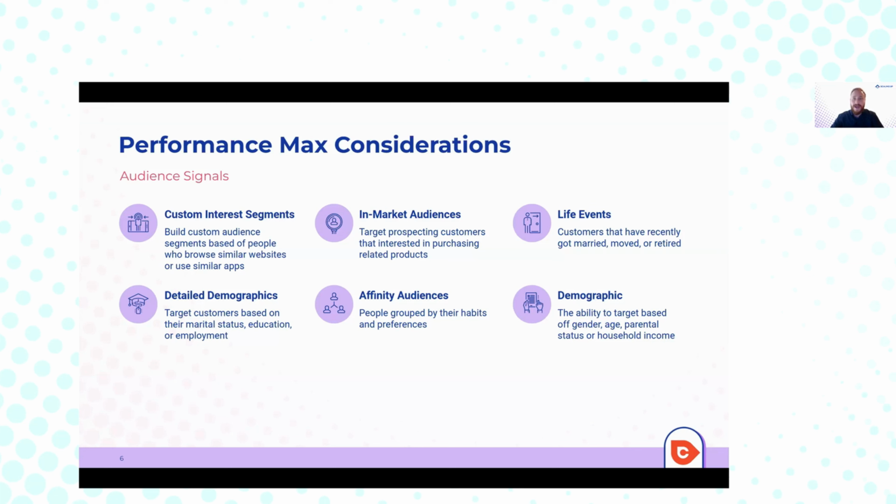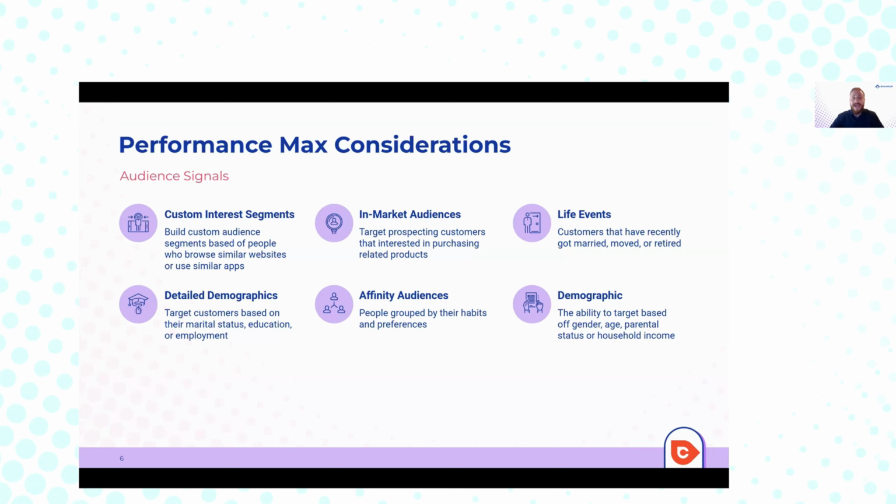Talking about moving into houses, you can also target that through life events. So you can actually target customers who have recently got married, moved, or even retired and add that to your targeting repertoire within your Performance Max campaign. You can also target people solely based on demographics. So whether that is marital status, education, or employment, all of these are levers that we can pull on as marketers while launching and running Performance Max campaigns.